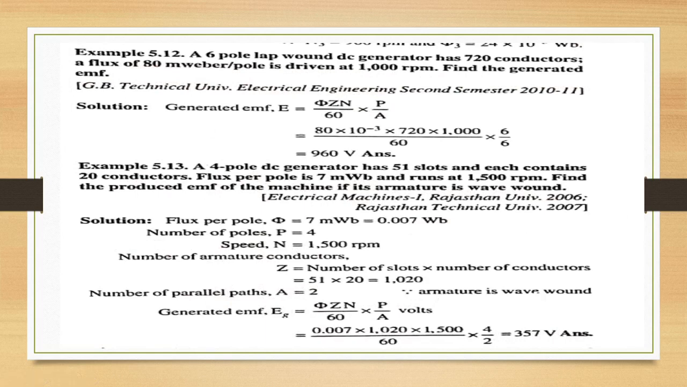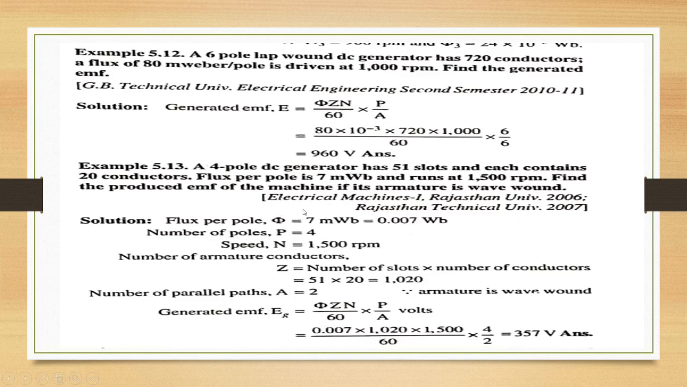Let us see next numerical. A 6-pole lap wound DC generator has 720 conductors. Flux of 80 milliweber per pole is driven at 1000 rpm. Find the generated EMF. So generated EMF equation is phi Zn by 60 into P by A. So we substituted all the values here. So EMF generated is 960 volts.